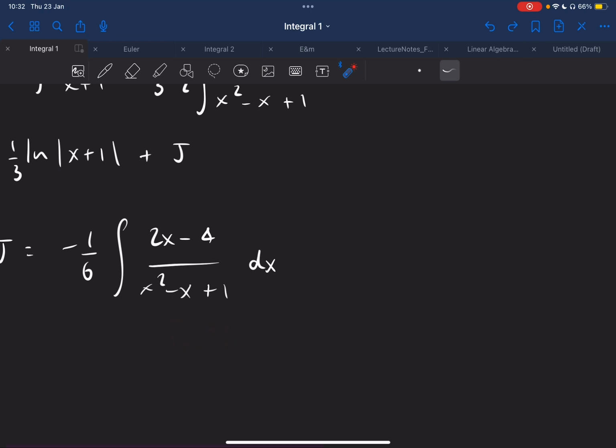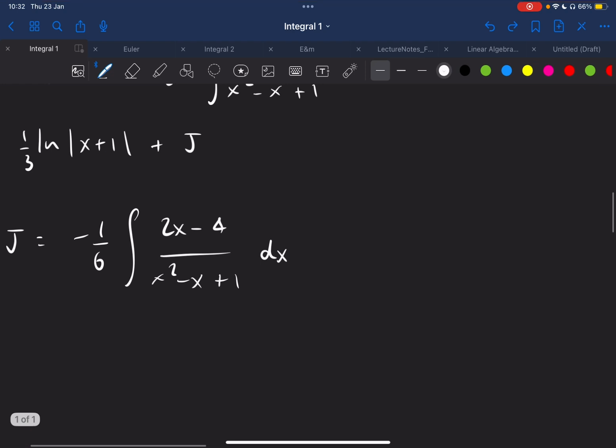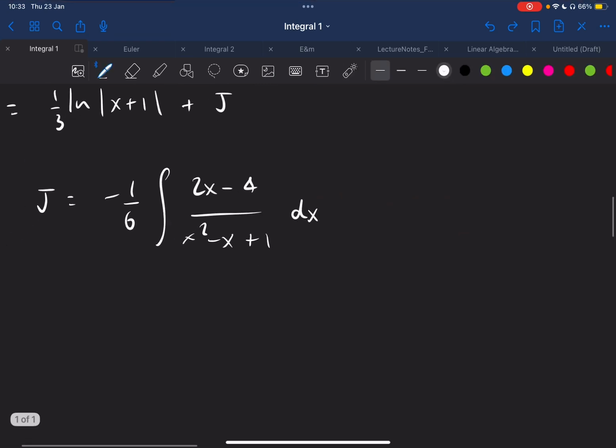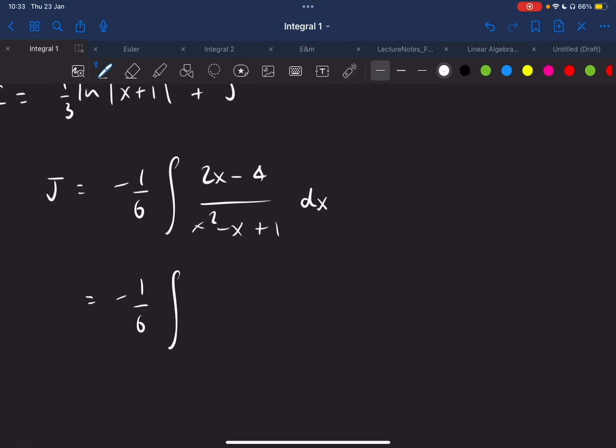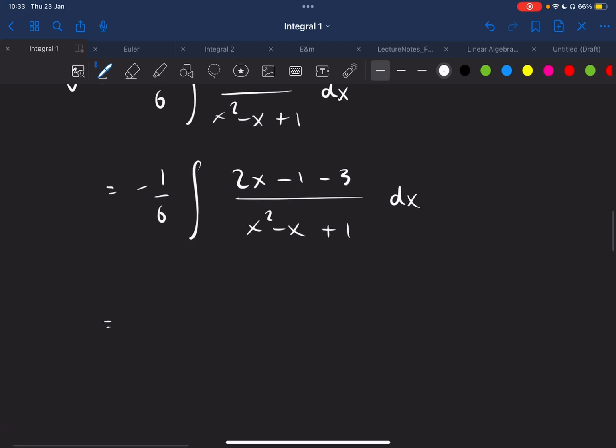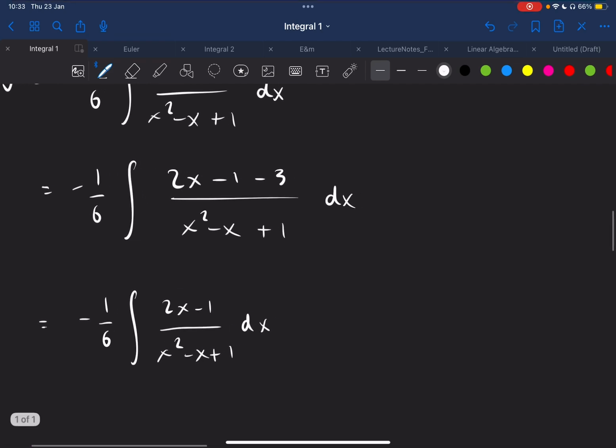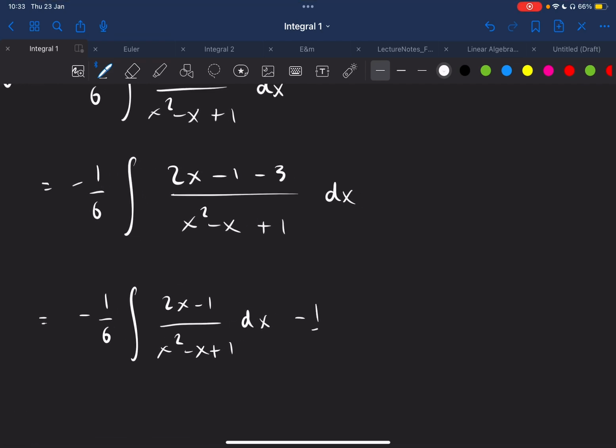Now, again, as I said, differentiate the denominator. Oh dear, we didn't differentiate the denominator here, and we get 2x minus 1. What we can do is split that minus 4 up into minus 1 minus 3. So we can say that that's going to be a sixth of the integral of 2x minus 1 minus 3 over x squared minus x plus 1. And then we can split this up again, so we can say minus 1/6 integral of (2x minus 1) over x squared minus x plus 1. It makes things nice and easy for us. And we can have another integral where we have minus a sixth integral of minus 3 over x squared minus x plus 1.